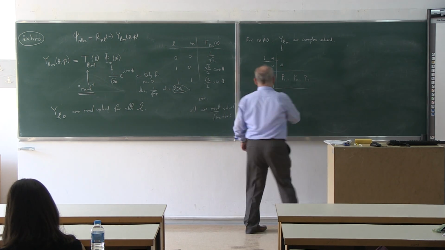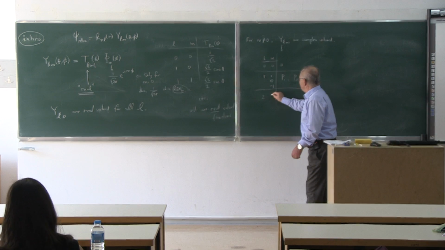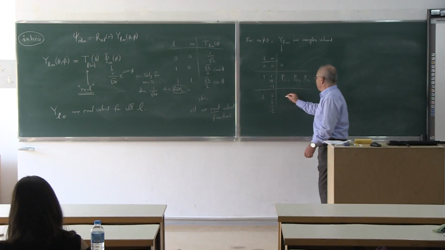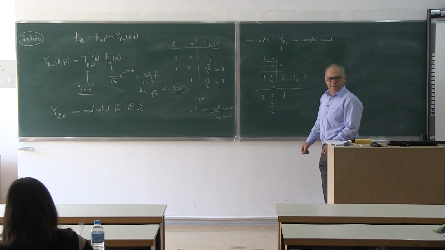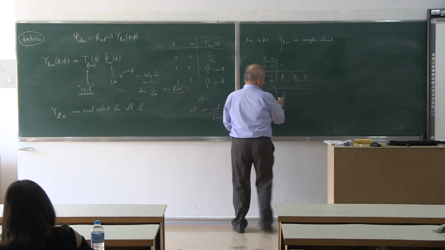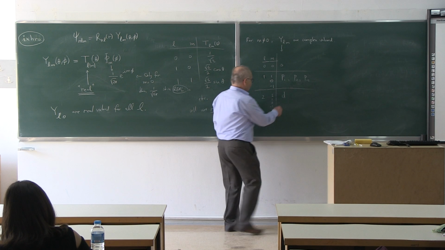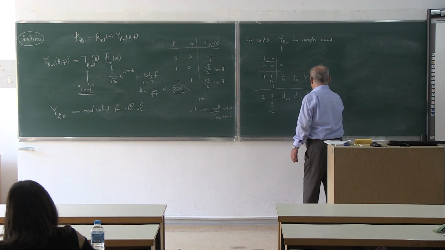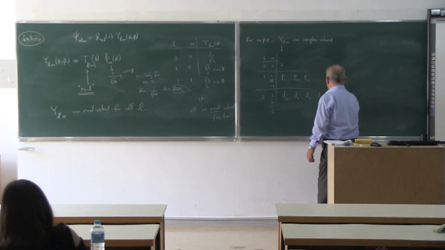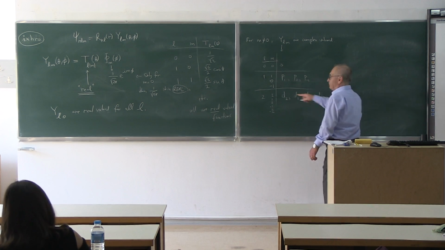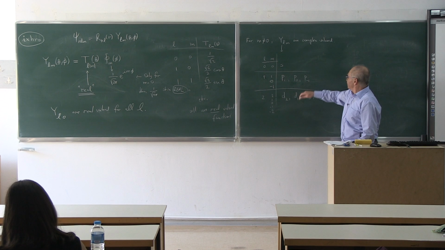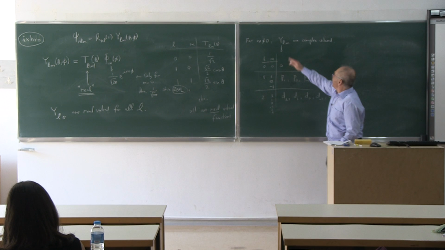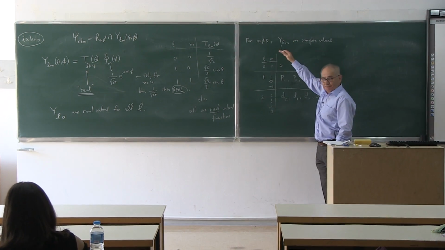For L equals 2, the M values are 2, 1, 0, minus 1, minus 2. These are all indicated with the symbol D, but the M values are attached as subscripts. So this is D2, D1, D0, D minus 1, and D minus 2. There are 5 D functions. So these symbols that you see here indicate the YLM functions.